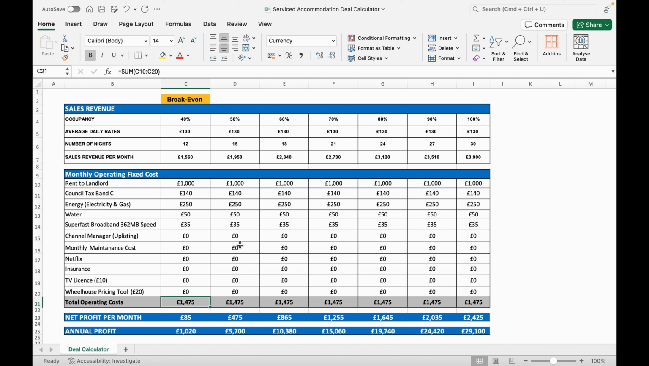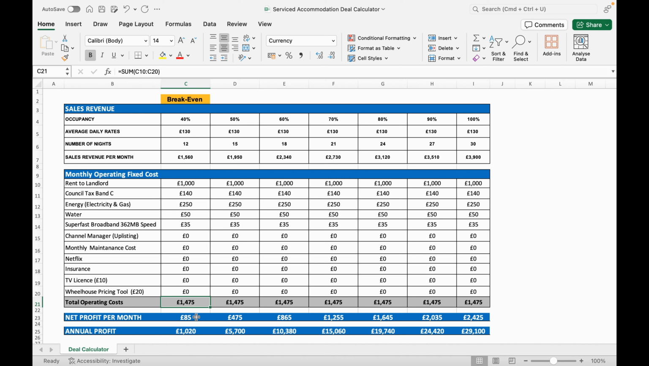There's one cost which I didn't add here because it varies based on how many nights you're booked, how many checkouts, etc. This is the cleaning charge. I don't put the cleaning charge here because the guests will pay the cleaning charge. So it's not my expense. That's going to be the guest expense. The guest will pay that.